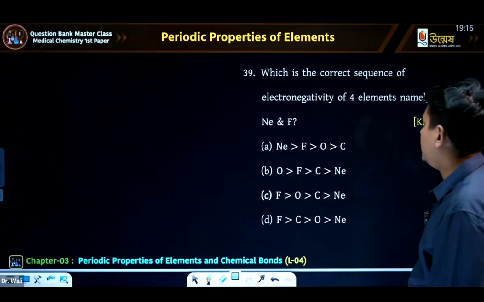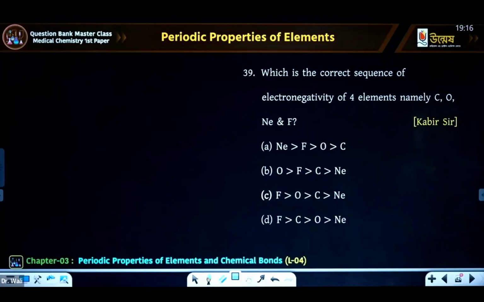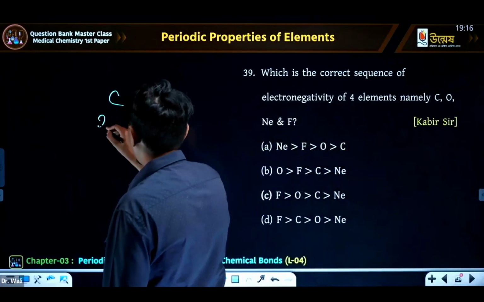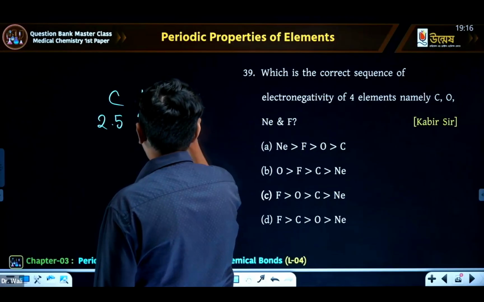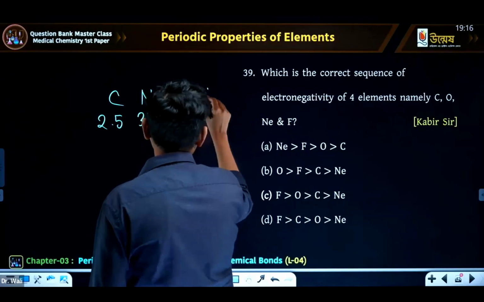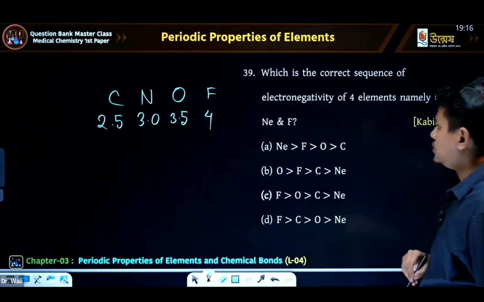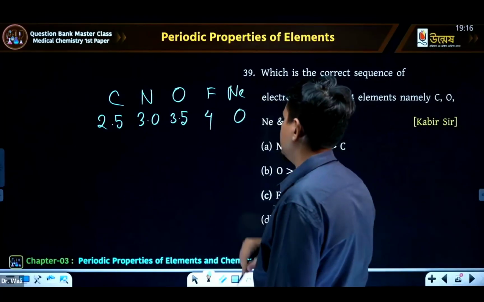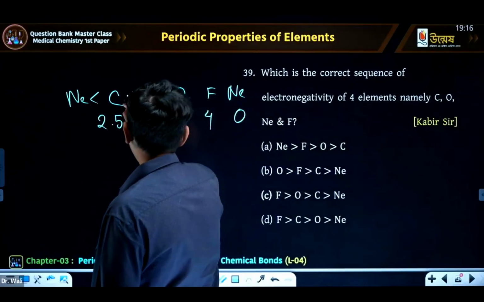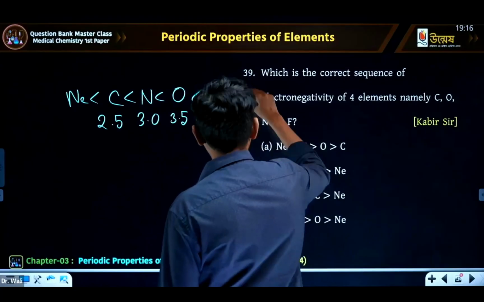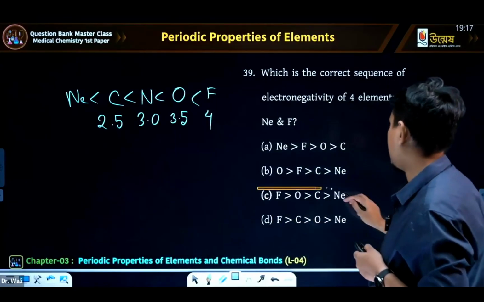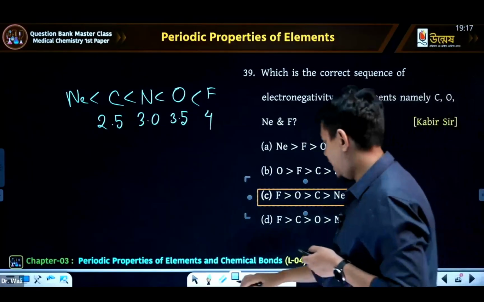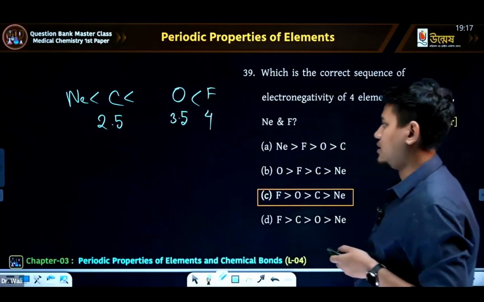Okay, which is the correct sequence of electronegativity of 4 elements, namely carbon, oxygen, neon, fluorine? Let's first write down their electronegativity. Carbon shows 2.5, nitrogen shows 3, oxygen shows 3.5, and fluorine shows 4. And neon shows nothing, 0. So neon should be placed over here, and we can easily find out the inequality. So the inequality would look like this. I think this one is the correct answer. There is nothing about nitrogen. I think I can leave nitrogen in peace. Okay, now we are correct.